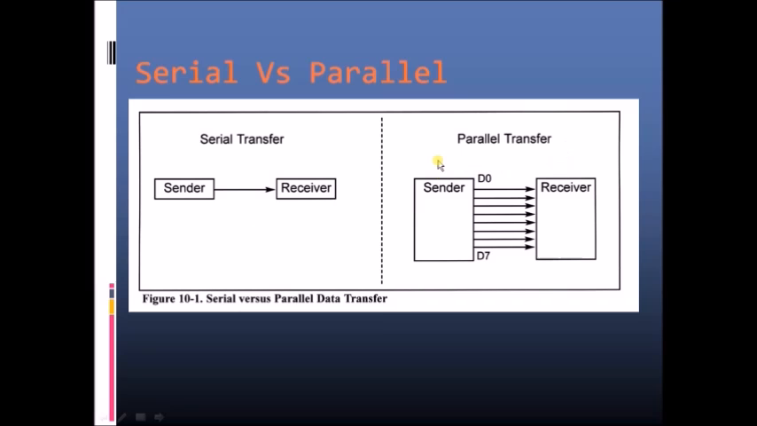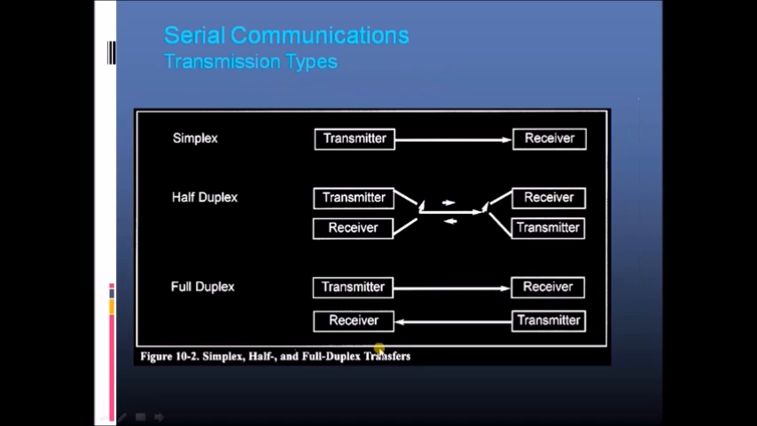But when it comes to parallel communication, there is a chance of noise degrading the message. That is the main drawback of parallel communication. And this system looks very complex. Whenever a system is complex, the cost required for implementing it would be very high. So this is serial and parallel communication.